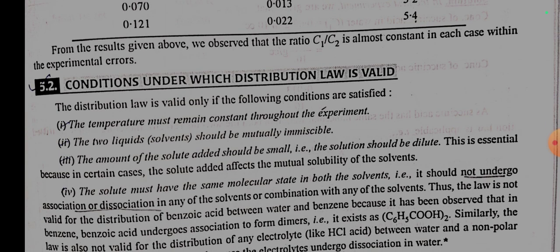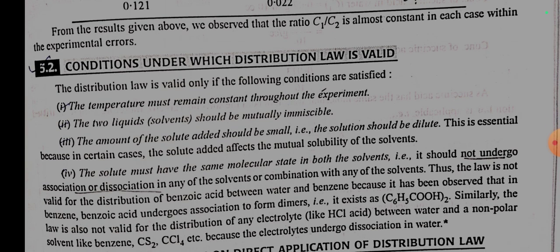Conditions under which the distribution law is valid. The distribution law is valid only if the following conditions are satisfied. Number 1. The temperature must remain constant throughout the experiment. Number 2. The two liquid solvents should be mutually immiscible. Number 3. The amount of the solute added should be small, that is, the solution should be dilute. This is essential because in certain cases the solute added affects the mutual solubility of the solvents.